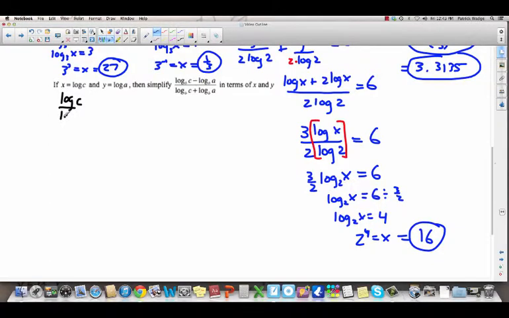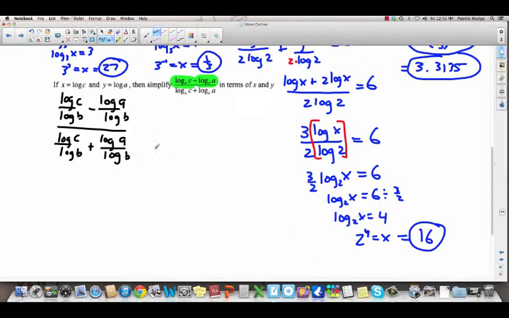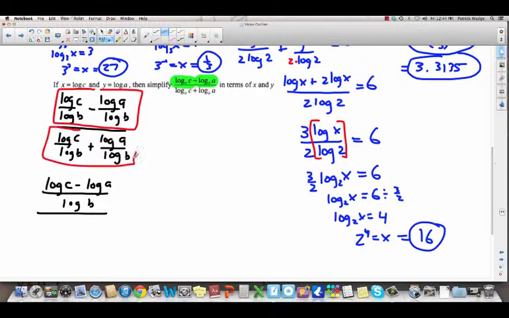We have log c over log b. That's what this equals right here, right? And then we're going to minus log a over log b, which is what this equals. And all of that should be divided by, the next one would be log c over log b, plus log a over log b. Now you have common denominators. So you have log c minus log a all over log b, divided by log c plus log a over log b.